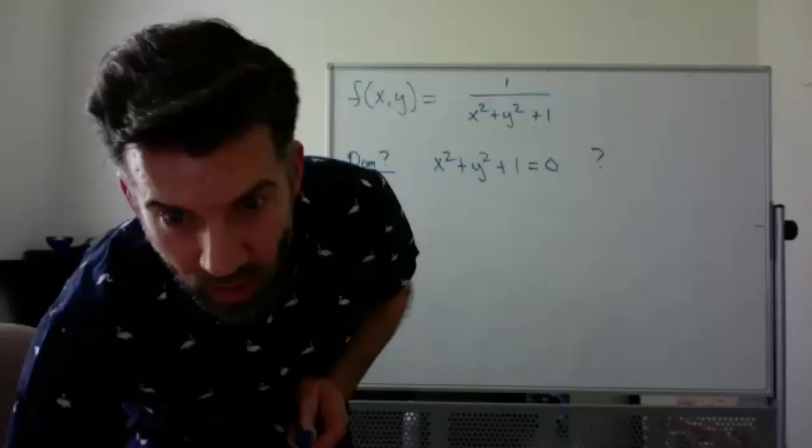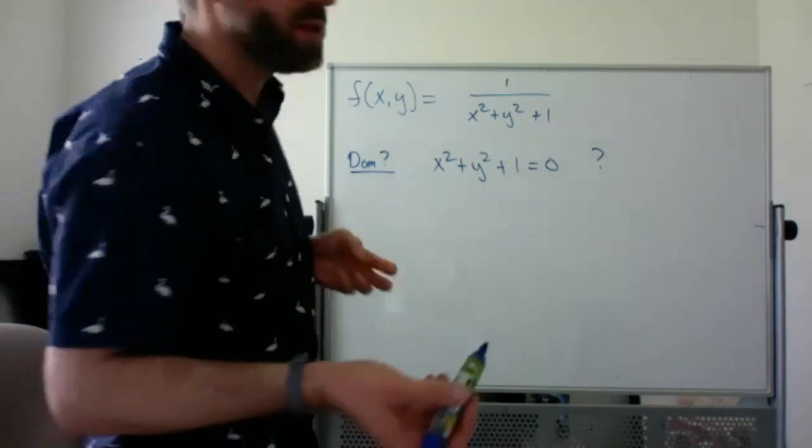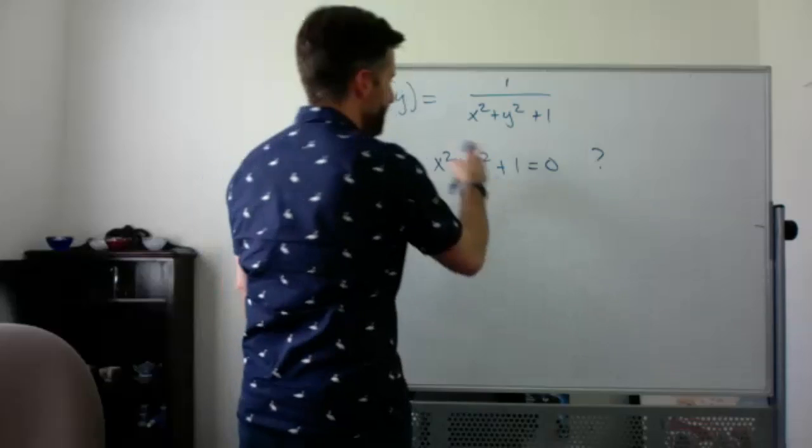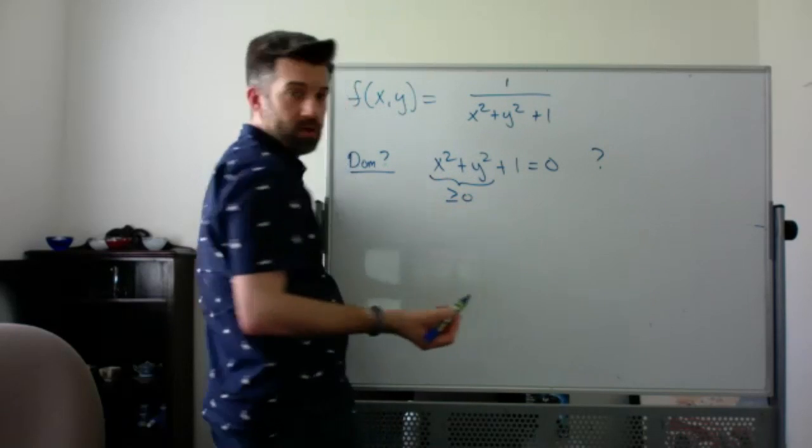Cool. So, all right, I see a lot of no's. I see some yeses. So here's the thing: if I'm thinking about this, I know that x squared plus y squared is always greater than or equal to 0.